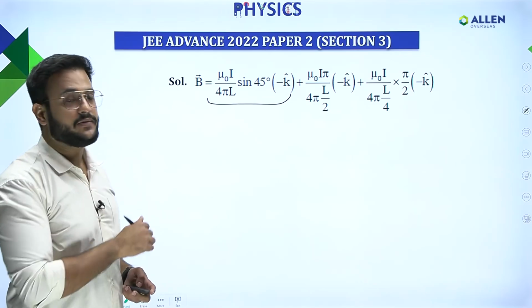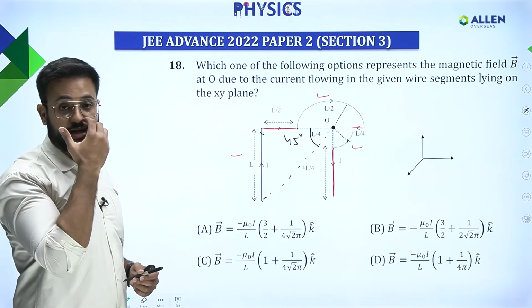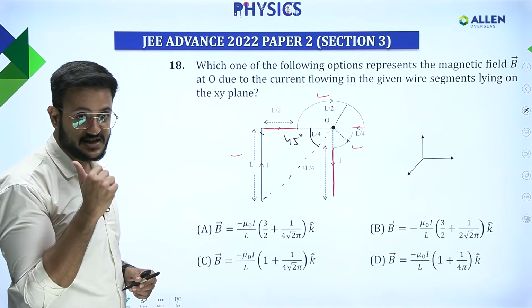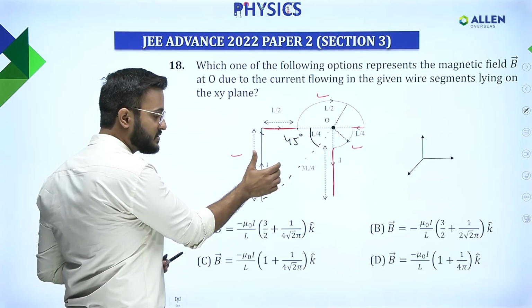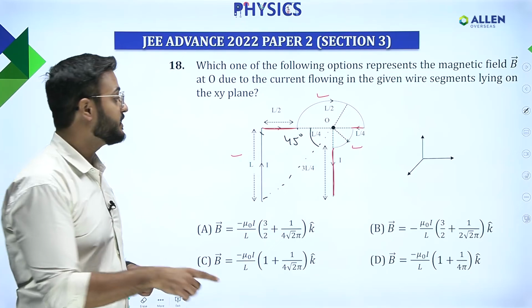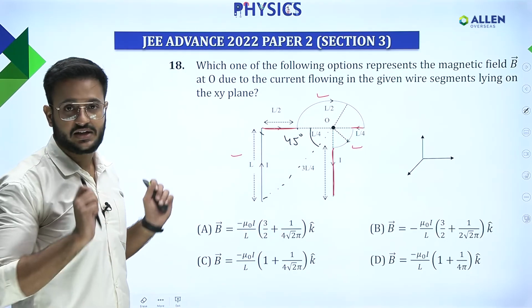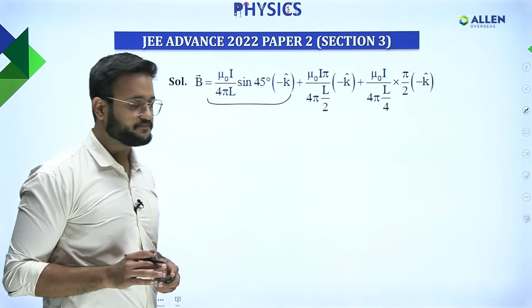Talking about the direction of the magnetic field due to this wire, what do we do for finding the direction? We simply take our right hand, point our thumb in the direction of current and curl our fingers. Our fingers are curling inside the board. So the magnetic field due to this wire at this point will be inside the board. So this would be the value of that.